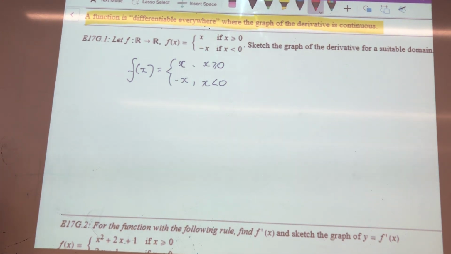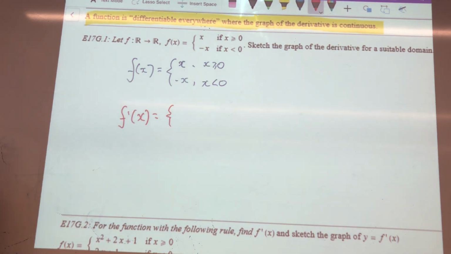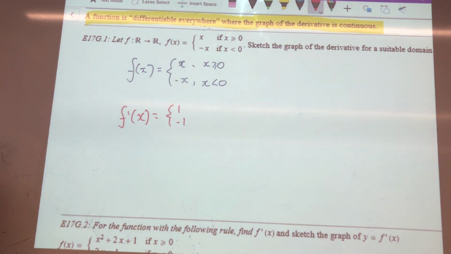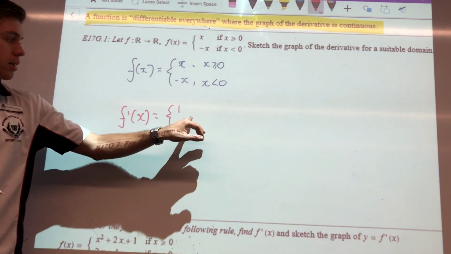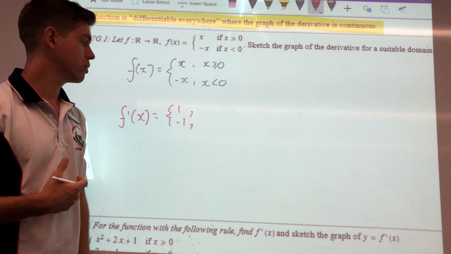Our derivative of the function f is going to be... Can anyone help me out with the first part? 1. And the second part? Negative 1. Okay, so that part is pretty straightforward. What about the domain here? What does your intuition tell you about what the domain should be?